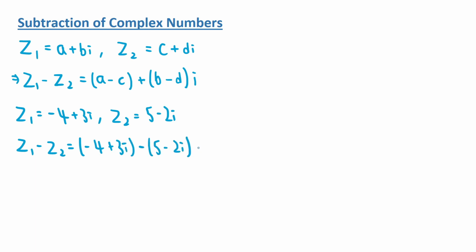Just like with the addition of complex numbers, we remove the brackets, but since we have a minus sign before the second parentheses, we need to distribute the negative into both terms. So this expression becomes -4 plus 3i minus 5 plus 2i. If we combine like terms, then this simplifies to -9 plus 5i, since -4 minus 5 equals -9, and 3i plus 2i equals 5i.